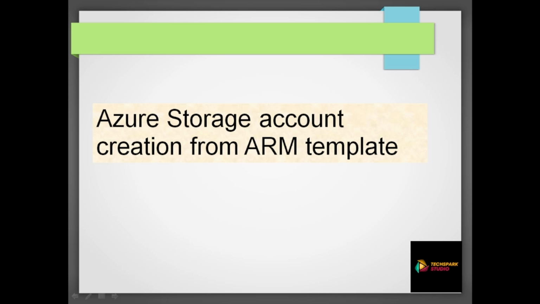So let's start. Before we start, as everyone knows, we need an active Azure subscription, and we are going to use Visual Studio Code for the JSON creation, and we will deploy the template through PowerShell. Let's quickly create the ARM template first. So we'll start our ARM template. Let me open Visual Studio Code.